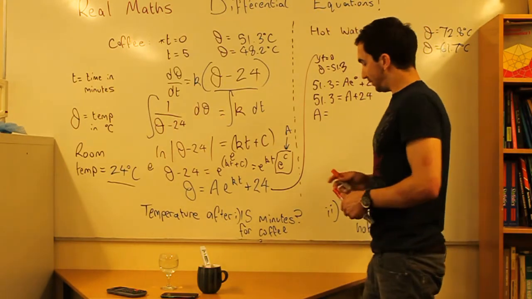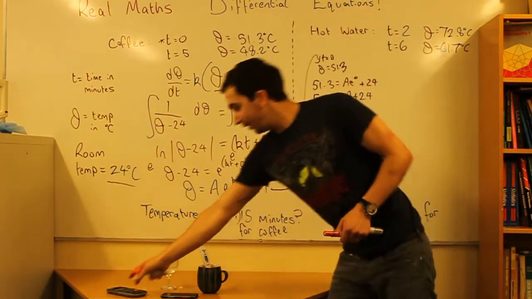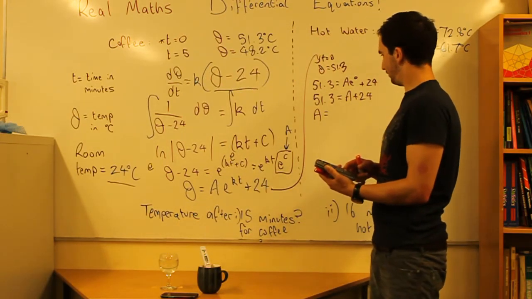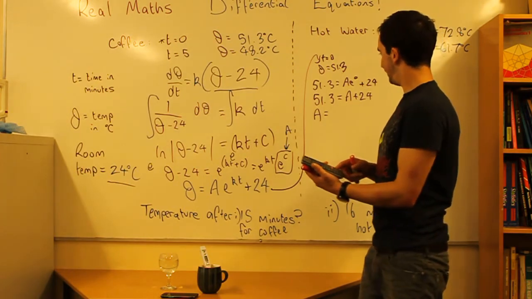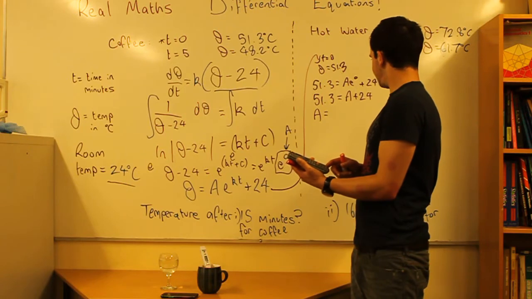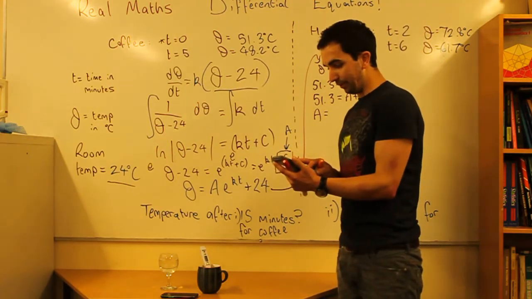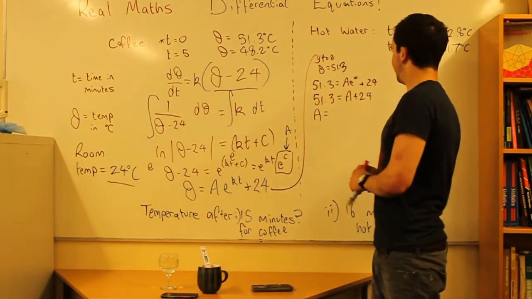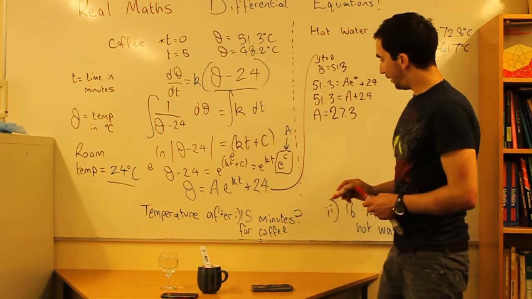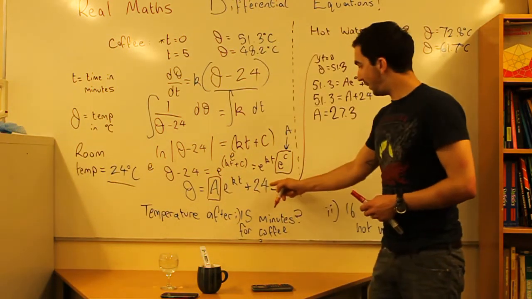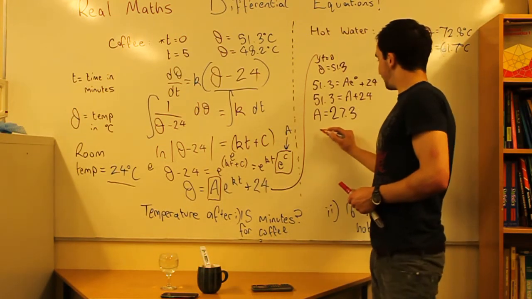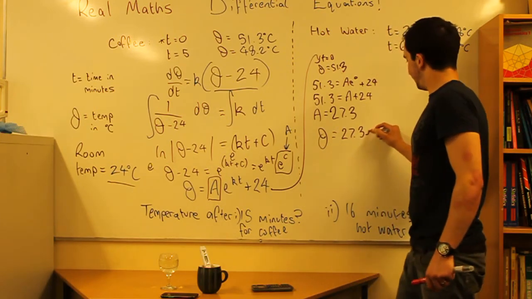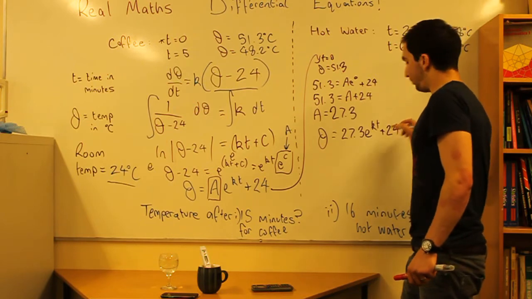So A equals, I wanted to use my calculator here as well. Could do that in my head, but there we go. Yeah, let's try it. 51.3 take away 24. Okay, 27.3. So we've got a value of A. Now we need our value of K. Okay, so we get that theta equals 27.3 e to the kt plus 24.